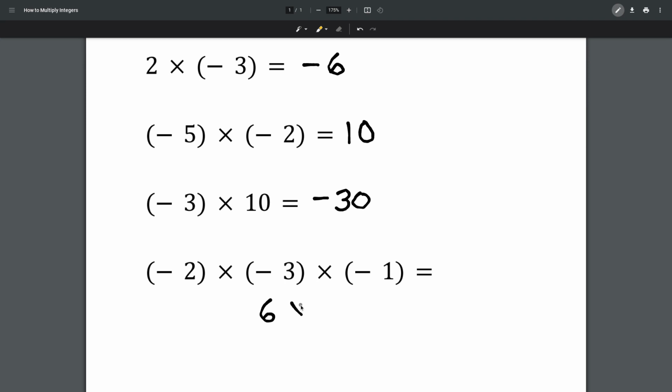And then we're multiplying by -1. Okay, we have a positive times a negative, so our result, 6 times 1 is 6, but it's going to be -6. Okay, so 3 negatives multiplied together gives a negative.